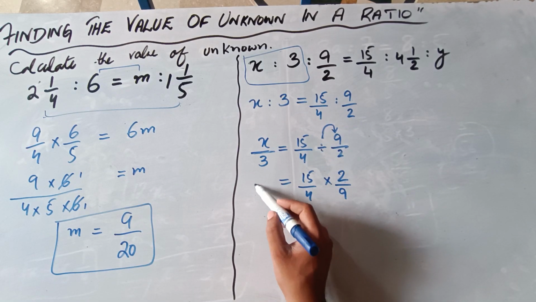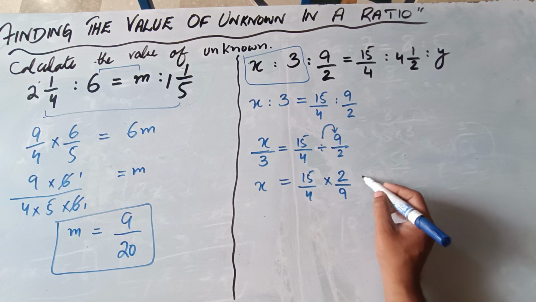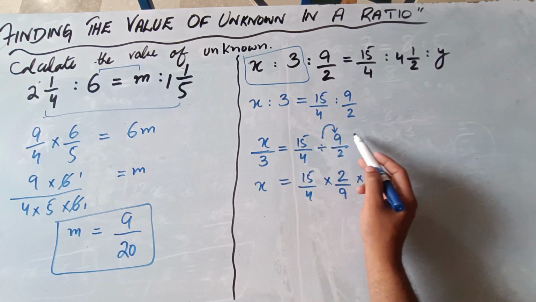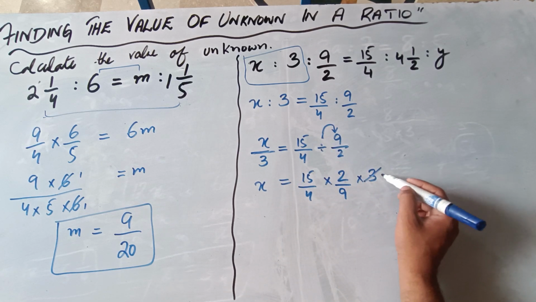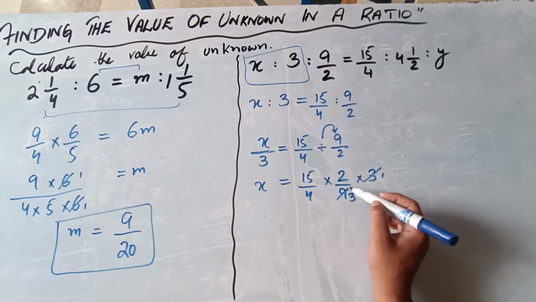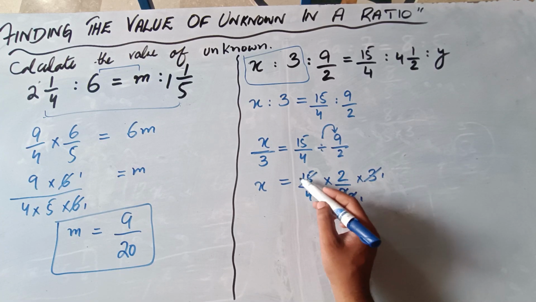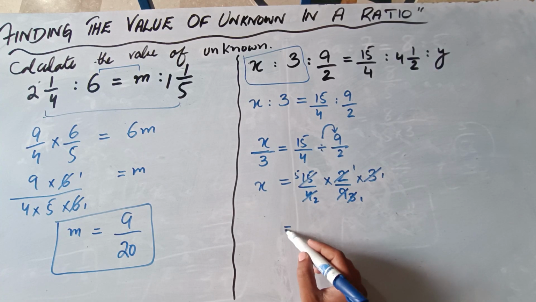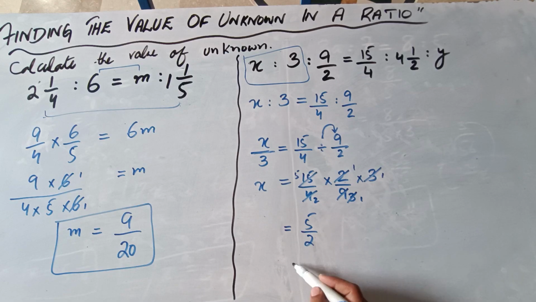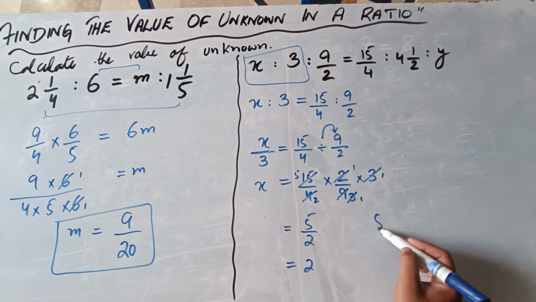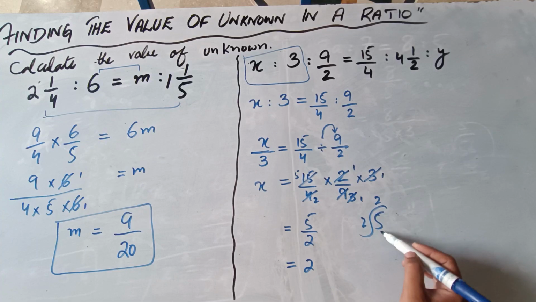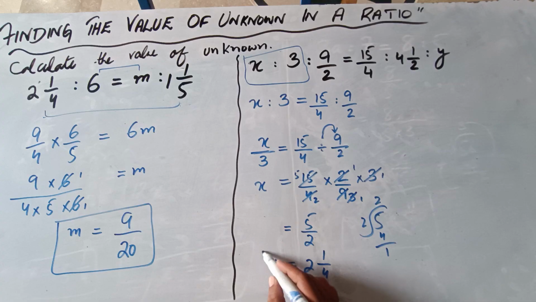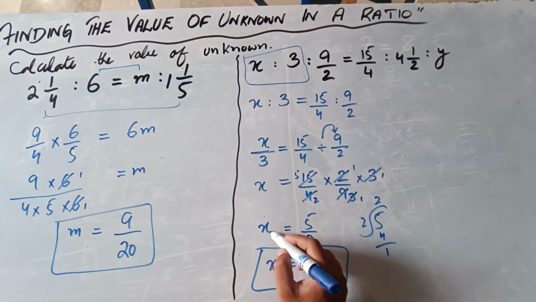And this 3 is dividing over here. When it goes over there, it will multiply. It will come in the numerator, this 3. So now let's simplify. 3 ones are 3, 3 threes are 9. Now again 3 ones are 3, 3 fives are 15. 2 ones are 2, 2 twos are 4. So the final answer would be 5 by 2, or you can give the answer as 2 whole 1 by 2. So this is the final and simplest answer of x.